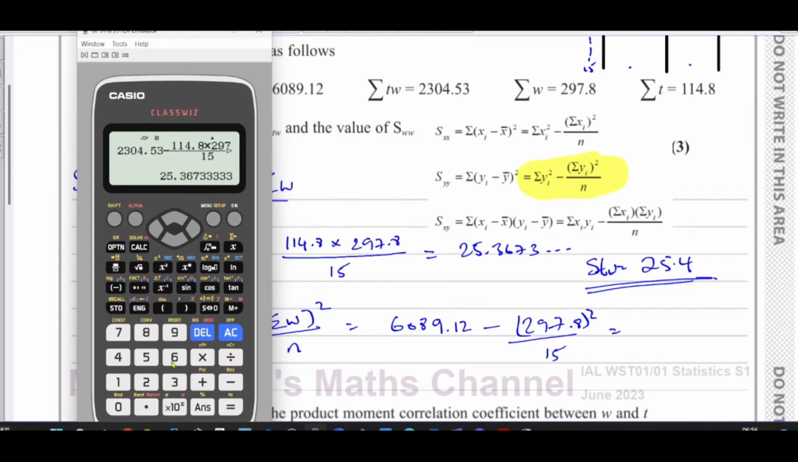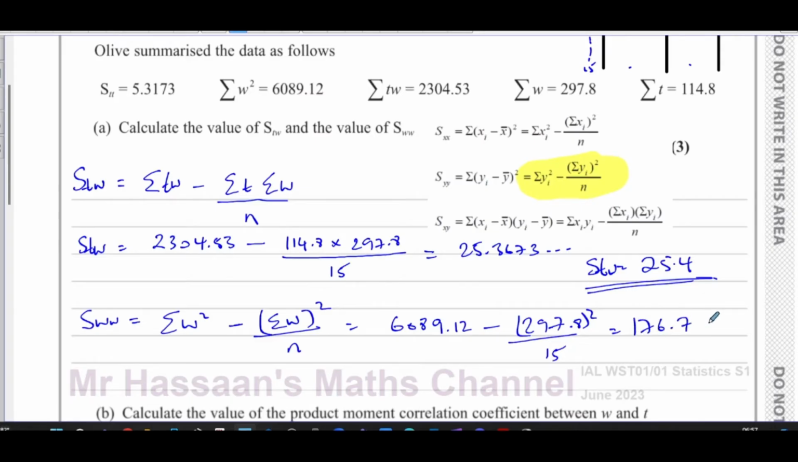So we have 6,889.12 minus 297.8 squared, and that's divided by the number, which is 15. So very carefully, don't put in the wrong numbers here. It's easy to just type in an incorrect number or forget a decimal point or something, so be careful. 176.797, which will give us then for SWW, it will give us 177 to 3SF.